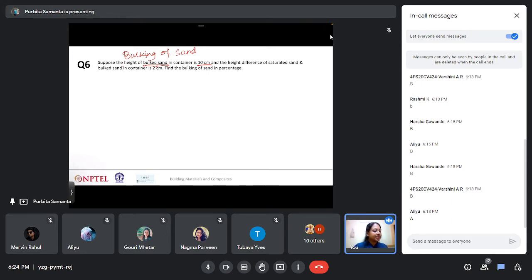Here it is saying that the height of bulk sand is 10 centimeter and the height difference of saturated sand and bulk sand in a container is 2 centimeter. Find the bulking of sand in percentage. If you all want to try, you can. Else, obviously, I'll show the answer.